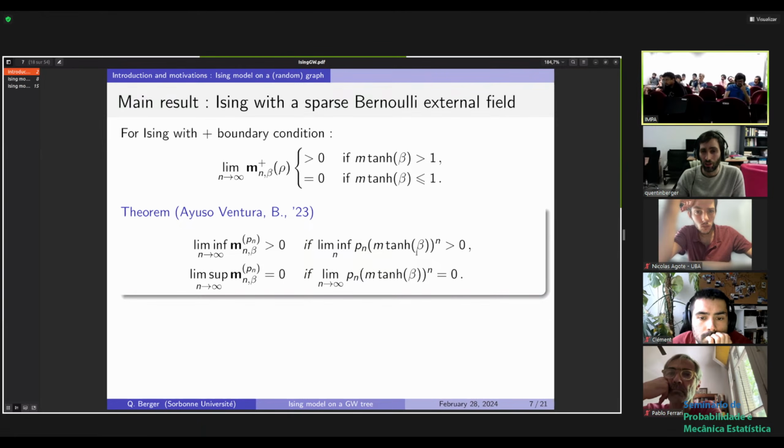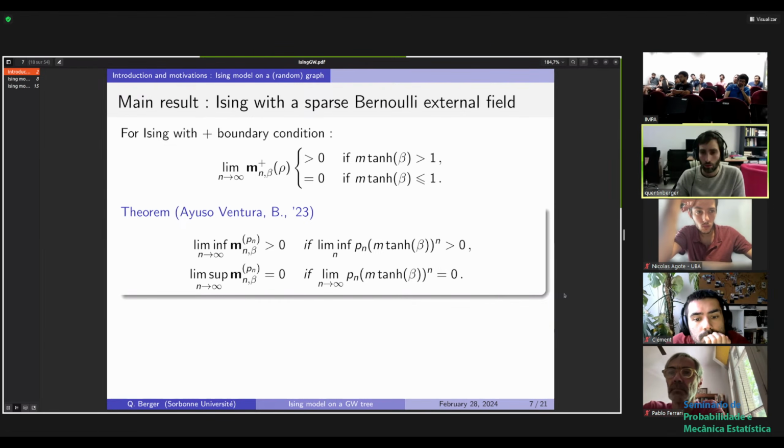Okay, so if you're percolating, if your magnetic field acts on a positive fraction of the boundary on a logarithmic level, then you still have a phase transition, right? Yes. Does something similar happen on Z^d, or is it specific to the tree?